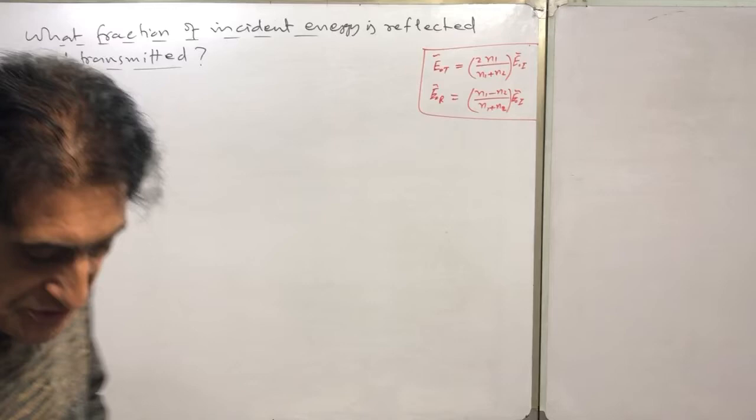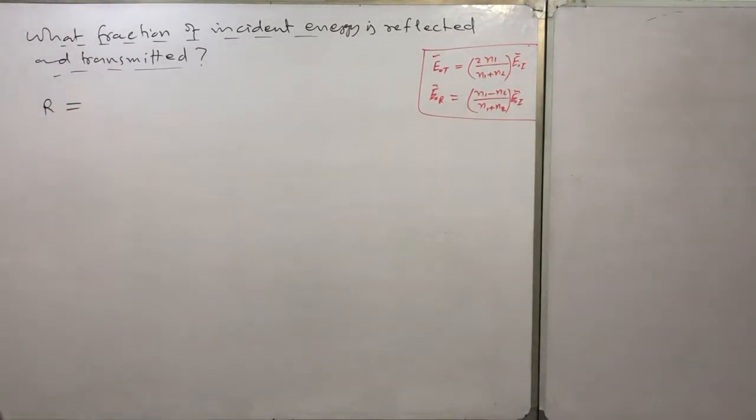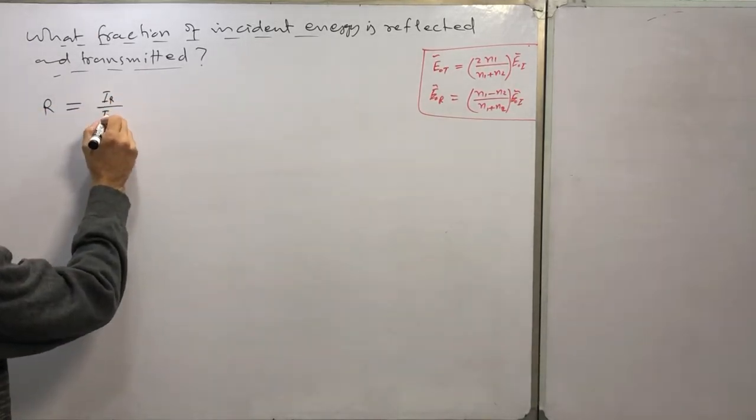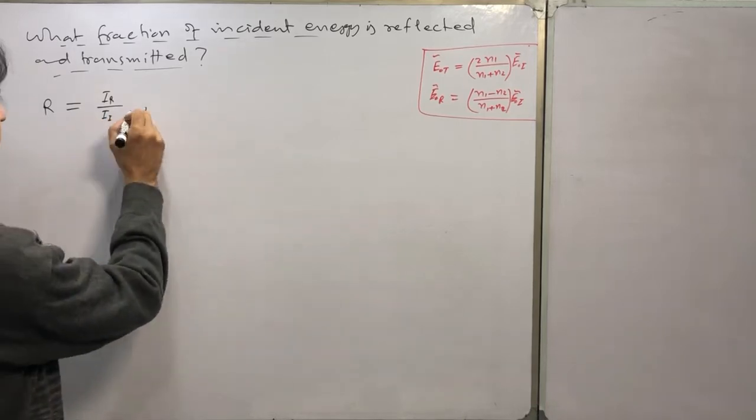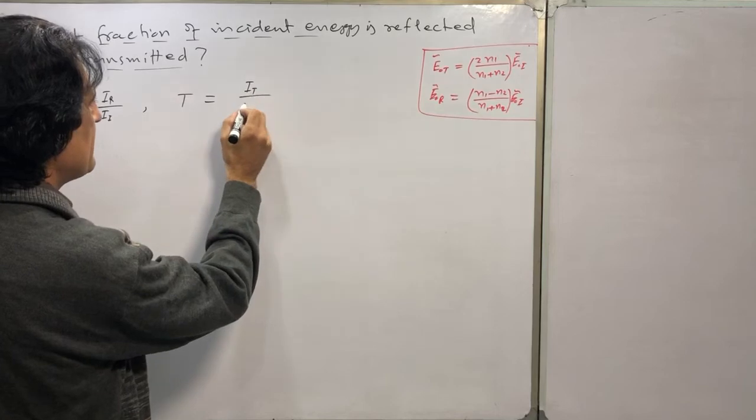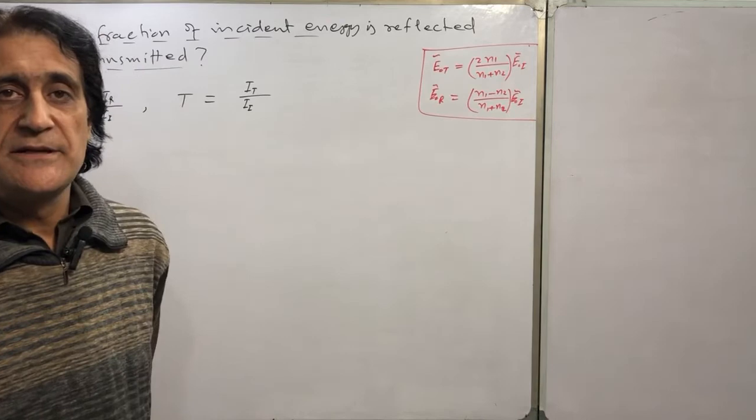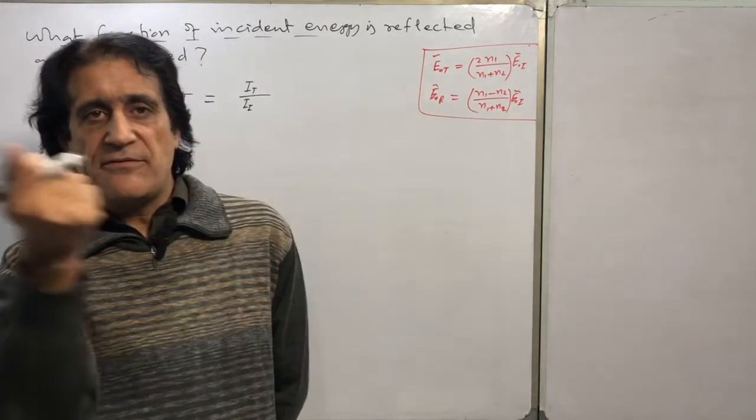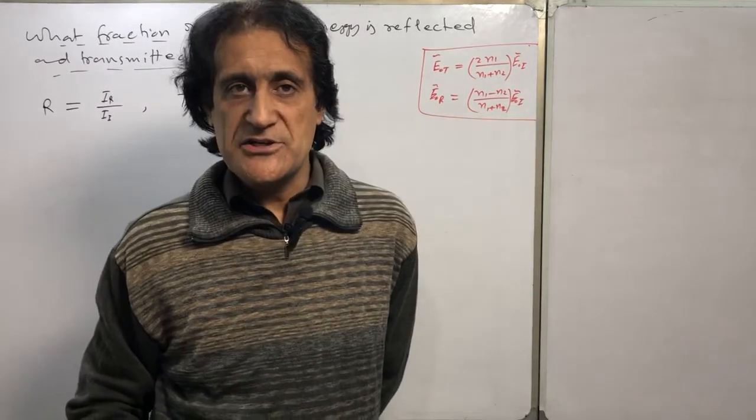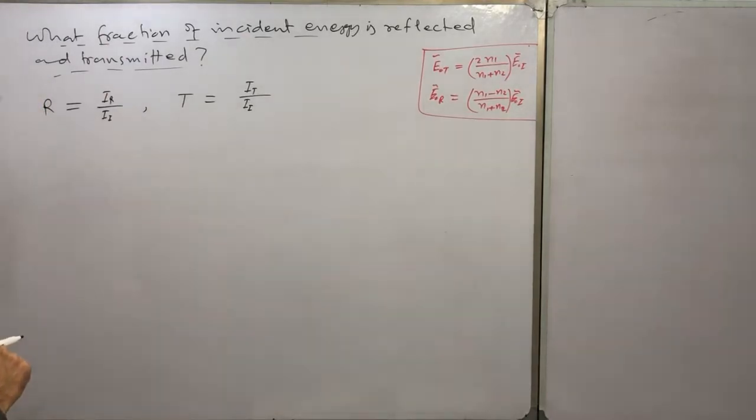So by definition, the reflection coefficient must be equal to IR divided by II, and the transmission coefficient must be equal to IT divided by II. I is the intensity of light. What fraction of the intensity of light is reflected and what fraction of the intensity of light is transmitted. This is known as the reflection coefficient and transmission coefficient.